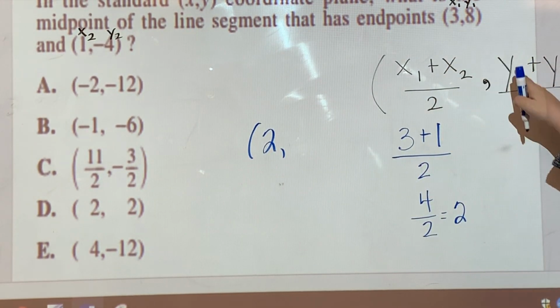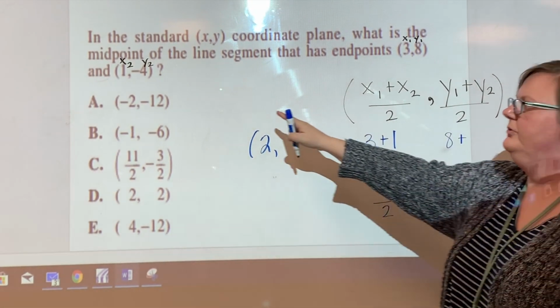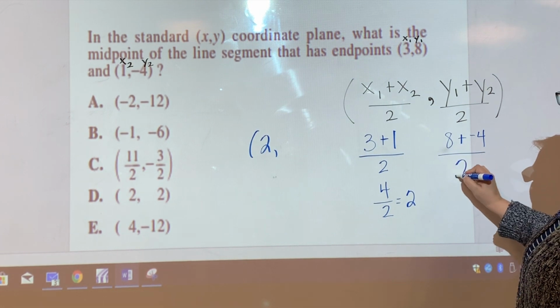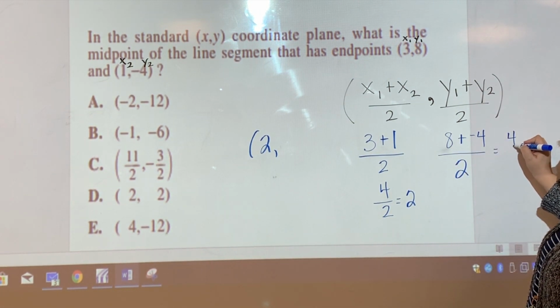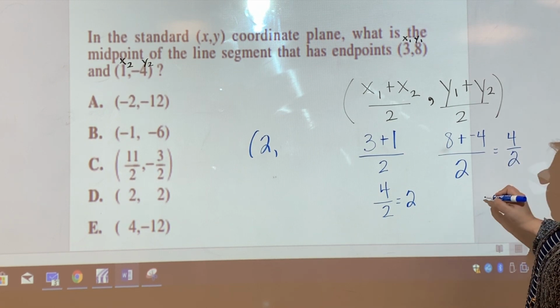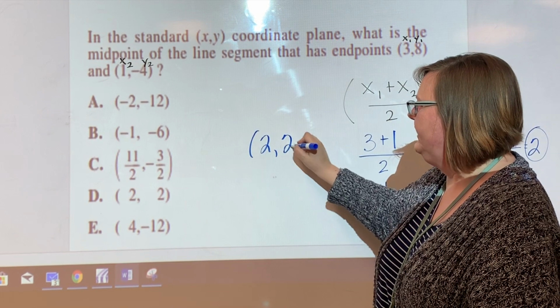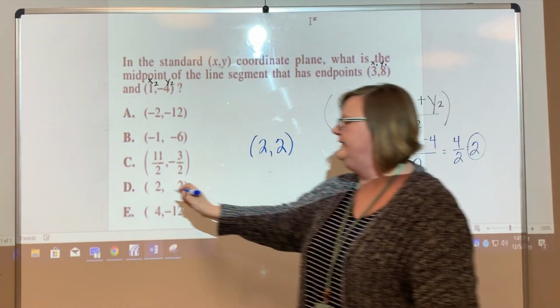Now when we talk about y1, it's here. y2 is negative 4 divided by 2. So 8 plus negative 4 is 4 divided by 2, and your answer is 2. So that is your y coordinate. And your correct answer would be D.